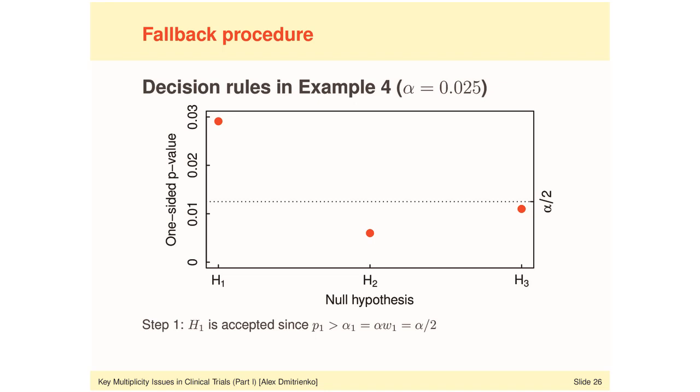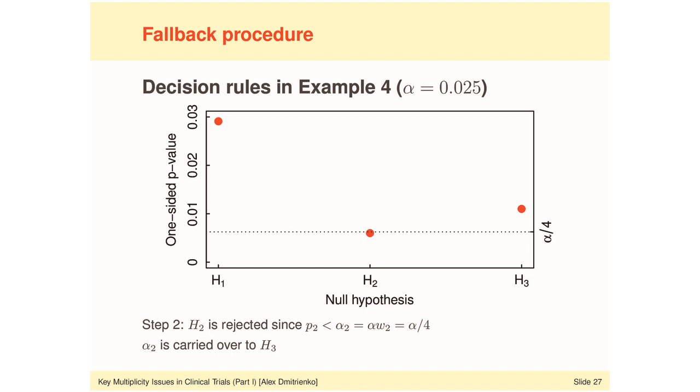Testing here begins in step 1 with the first hypothesis in the sequence, H1, and in this particular case, based on the pre-assigned alpha level, which is alpha times W1, and that is equal to alpha over 2. Based on this pre-assigned significance level, the p-value is not significant enough, and therefore the conclusion for step 1 is that the first hypothesis in the sequence is accepted.